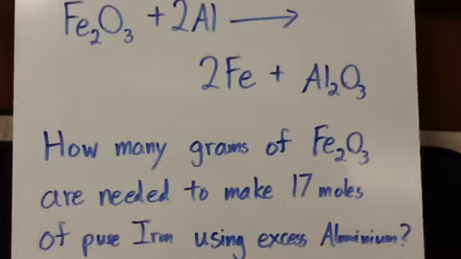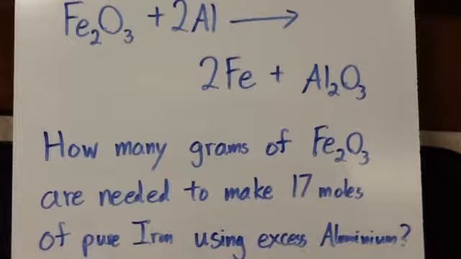So today we're going to be looking at a stoichiometry question that goes a bit beyond just the mole concept. We're looking at a single replacement reaction. We have iron(III) oxide reacting with pure aluminum to form pure iron with aluminum oxide.